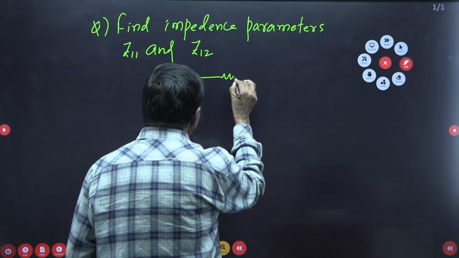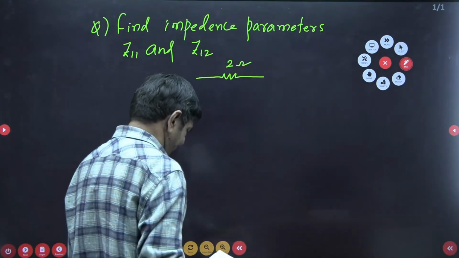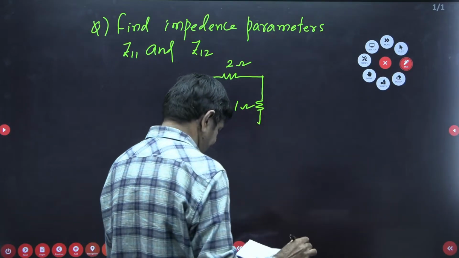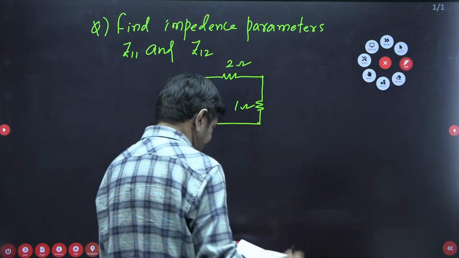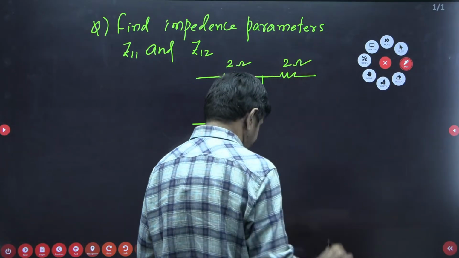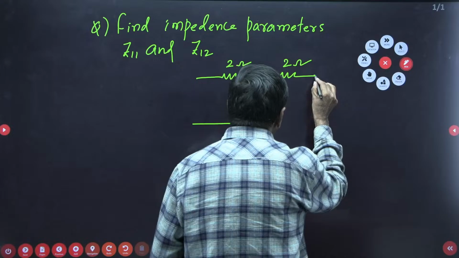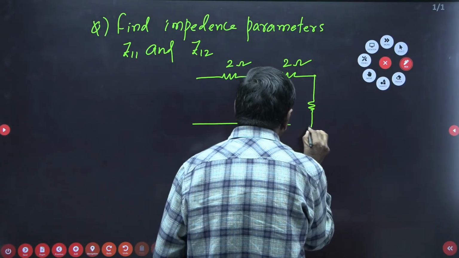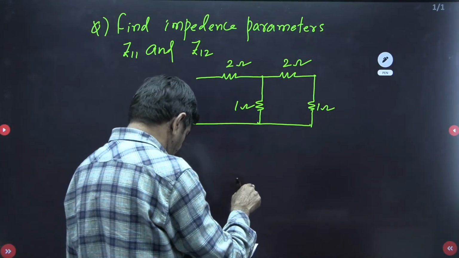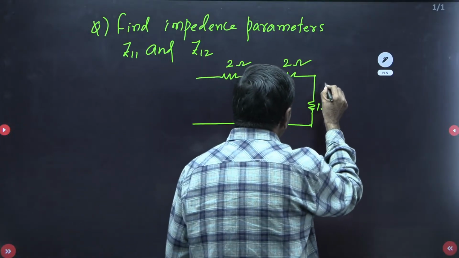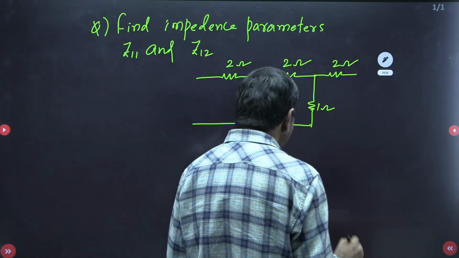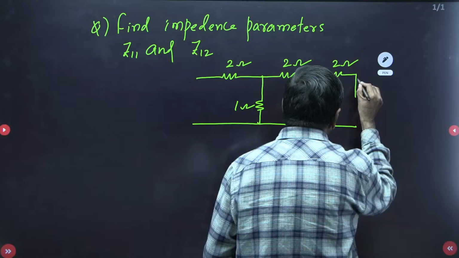There is a 2 ohm resistor and there is one ohm resistor, and here one more 2 ohm resistor and one more 1 ohm resistor is there. This is 1 ohm. 2 ohm, 1 ohm, 2 ohms, 1 ohm. This side one more 2 ohm is there. There is one more 2 ohm. Yes, in this way the connection of network is given.